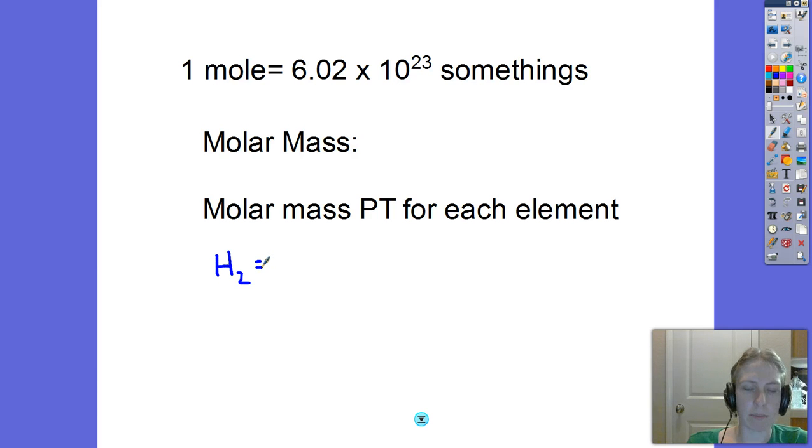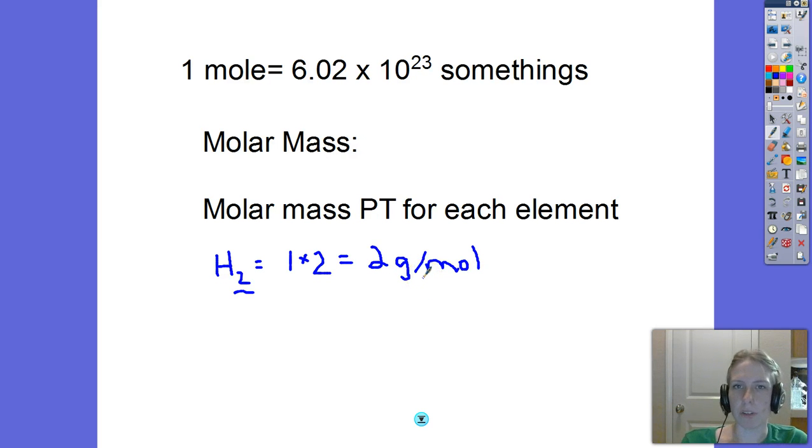so how much does 6.02 times 10 to the 23rd molecules of this weigh, I would take the mass of hydrogen on the periodic table, which is 1, and then times it by how many. So in this case, I have 2 hydrogens in this formula. So the molar mass would just be 2 grams per mole. So for every mole, so for 6.02 times 10 to the 23rd molecules of hydrogen gas, it would weigh 2 grams.